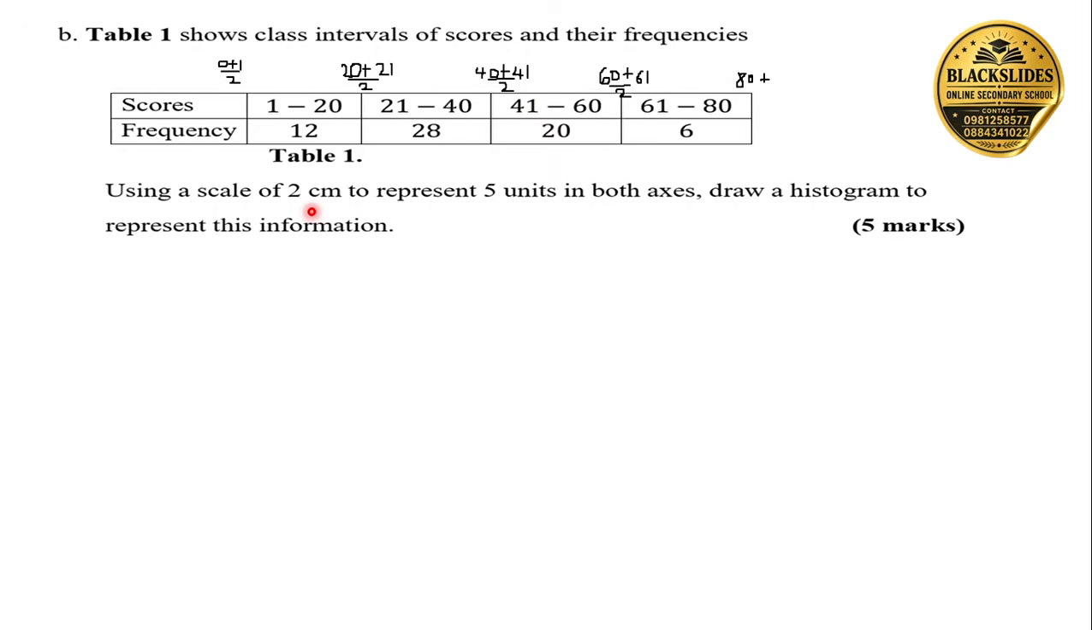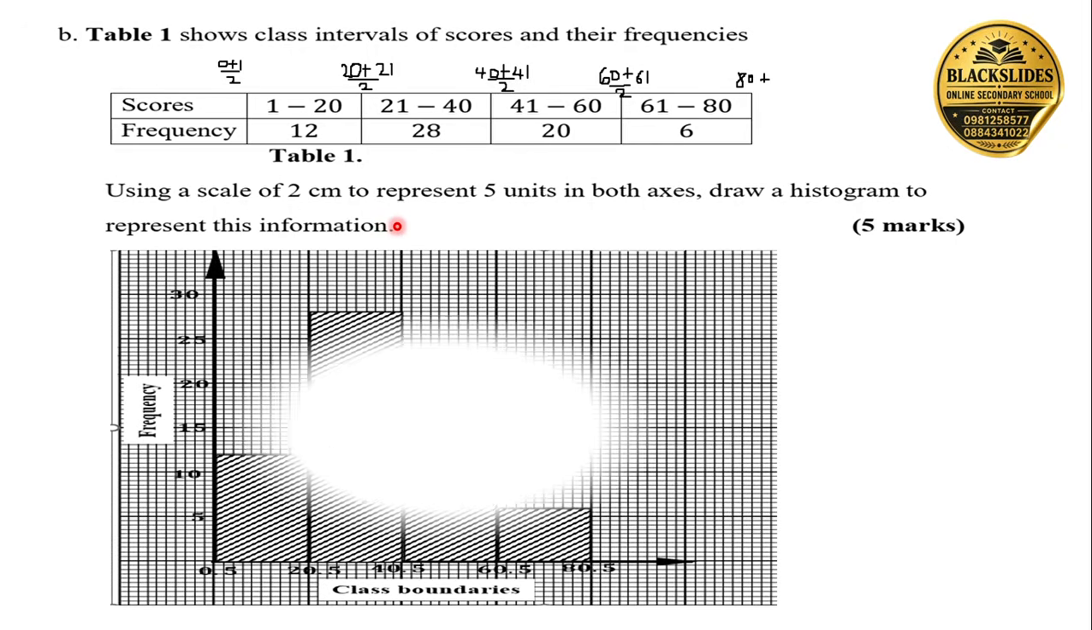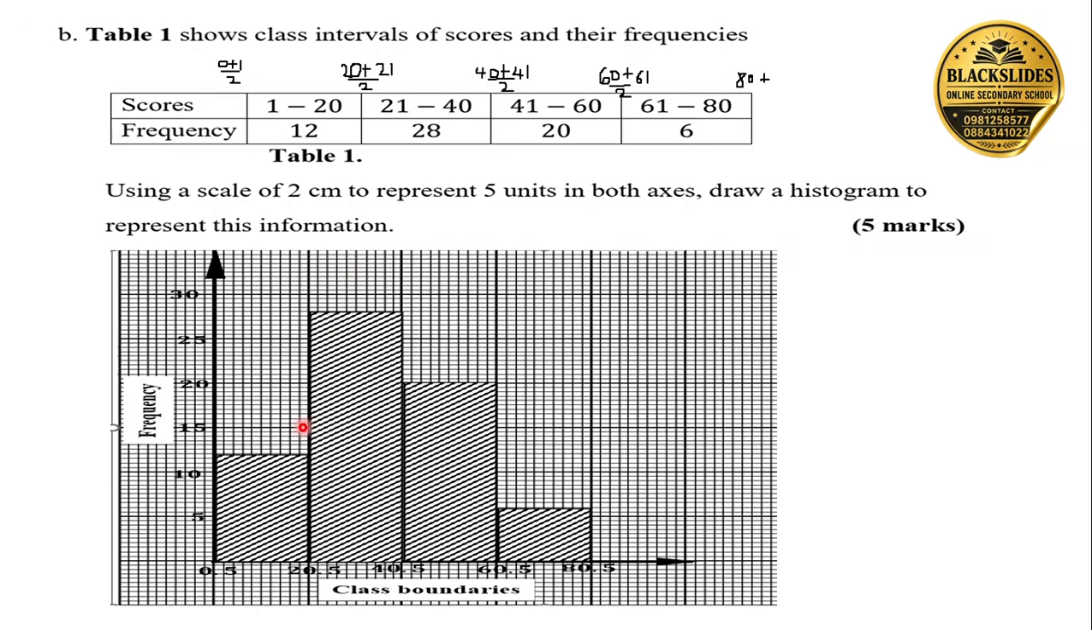Alright, so we are told to take 2 centimeters to represent 5 units in both axes to draw the histogram. So if this is done properly, our histogram is going to look like this.